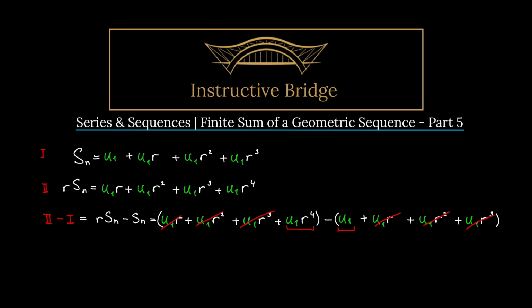Now, from the last video, we know that the last term can be expressed as u1 times r to the power of n minus 1. However, in this case, we multiplied by another r, so that means the minus 1 vanishes, and this would be our last term. Simplifying both sides of our equation, we get r Sn minus Sn is equal to u1 times r to the power of n minus u1.